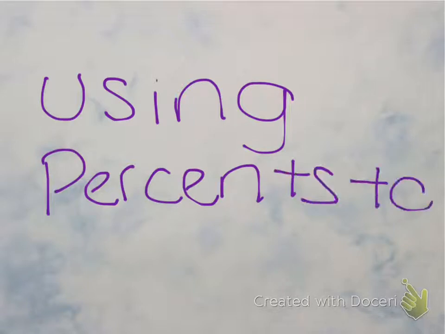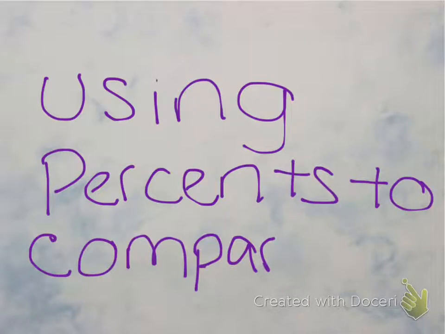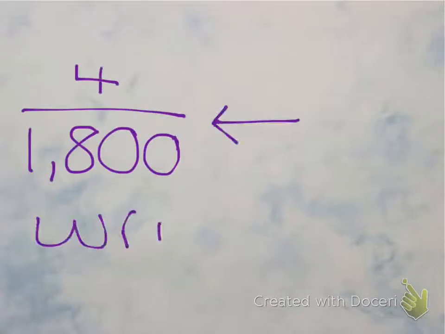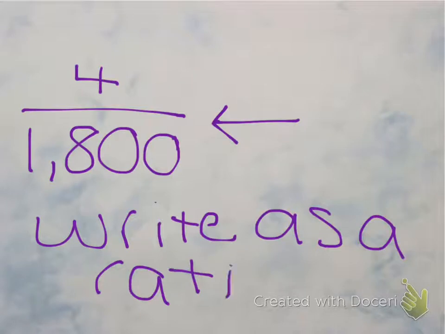Today we'll be using percents to compare. To do these problems, you have to do them in a word problem. So the word problem we will be doing is there are 1,800 computers at Bill's job. 4 of them are broken. What is the ratio of the broken computers to the working ones?